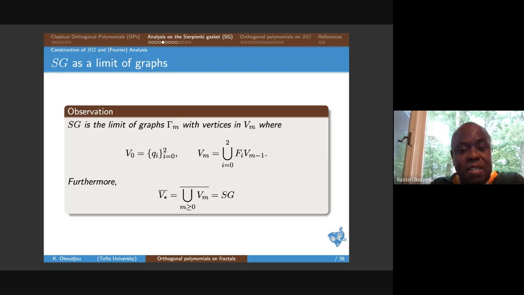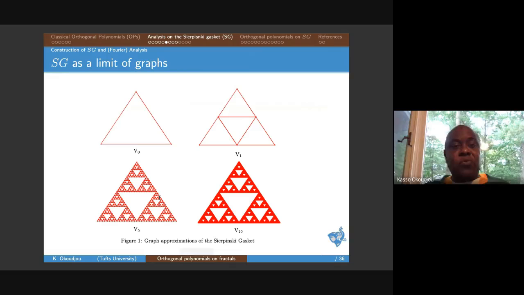So the points that are generated by applying this map over and over to the points Q0, Q1, and Q2, those points are exactly the equivalent of a dyadic number in the interval 0, 1. They form a dense subset of the Sierpinski triangle. So in picture, this is what I have here. The zero-level approximation is just a graph with 3 vertices, with 3 corners, and 3 edges. For the next approximation, I'm going to add 3 more points that are the result of applying the map to each of these.